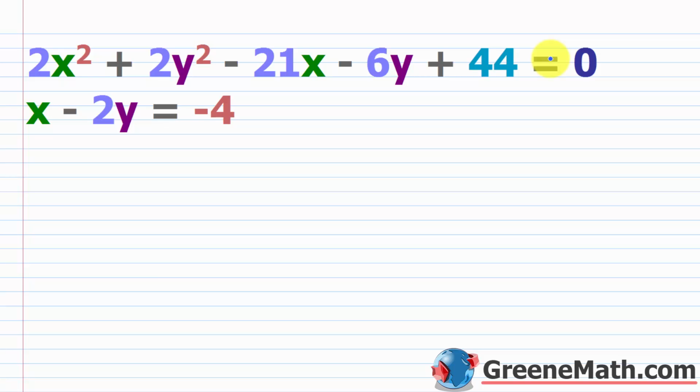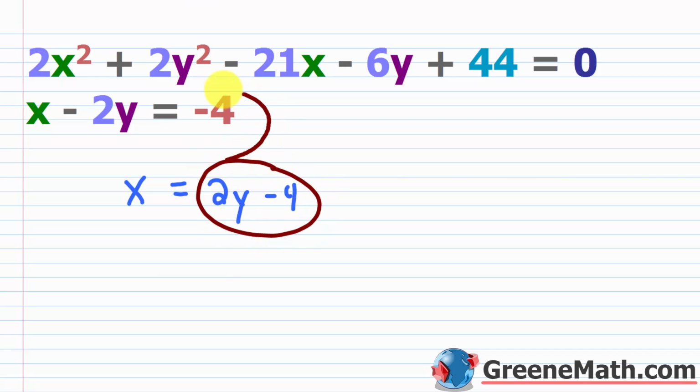All right, so let's go ahead and get started. I'm going to solve this bottom equation for x. So x is equal to, if I add 2y to both sides of the equation, 2y minus 4. Once I have that, I can plug this in everywhere there's an x in this top equation. I can plug it in there and also there. That's going to give me an equation with just y, and then I can solve.